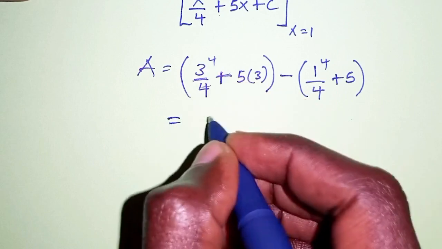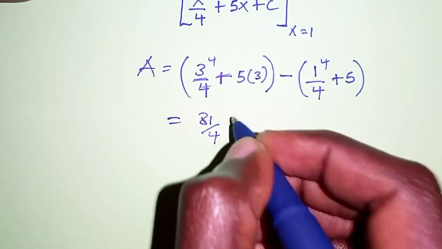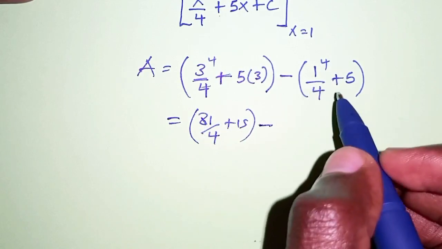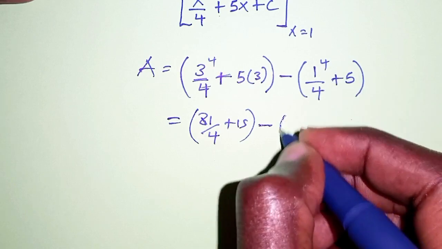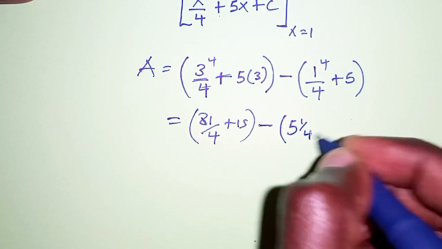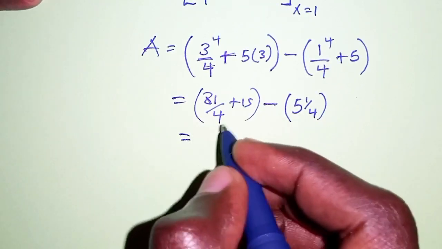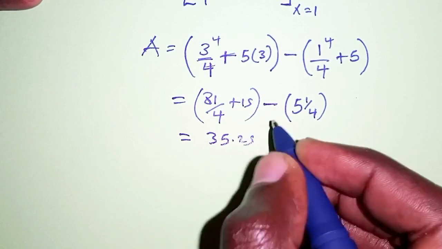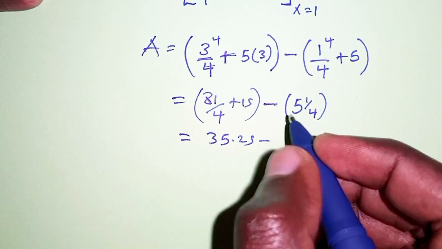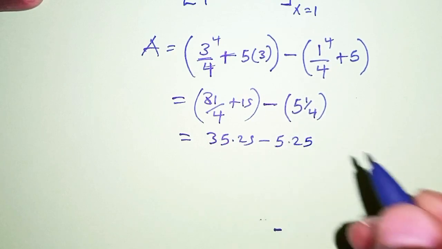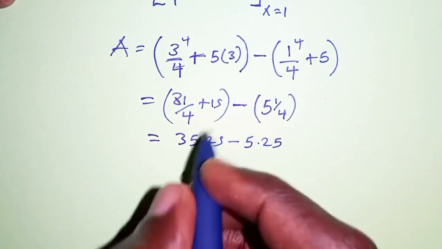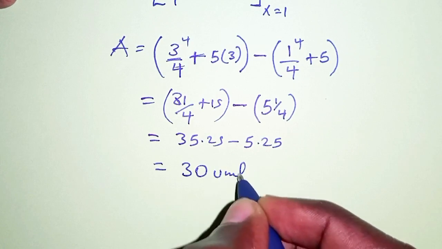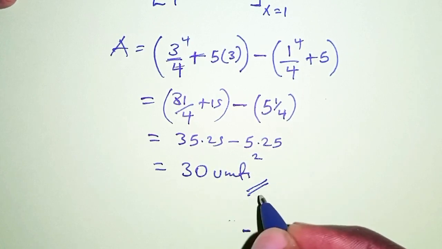So here we'll have 81 over 4 plus 15. And then we'll subtract the right hand side. We have a quarter plus 5, that is 5 and a quarter. From my calculator, for the left hand side I'm getting 35.25, and the one to the right is 5.25, just in decimals. And then when we get the difference, we finally get the area as 30 square units.